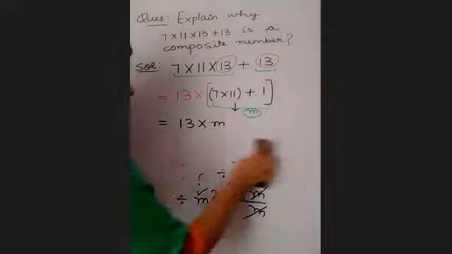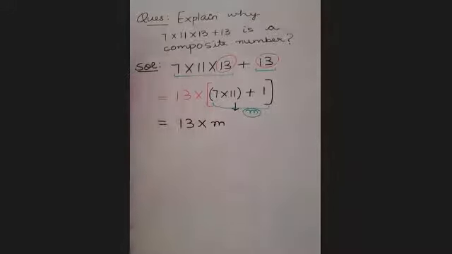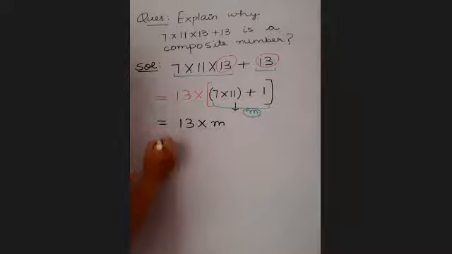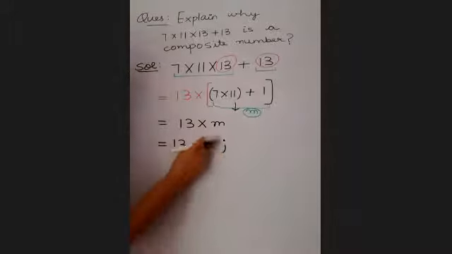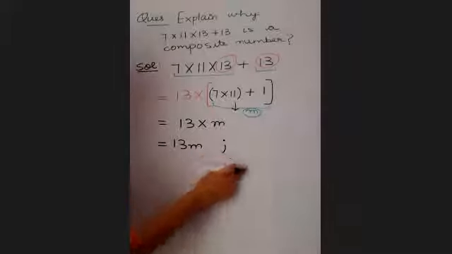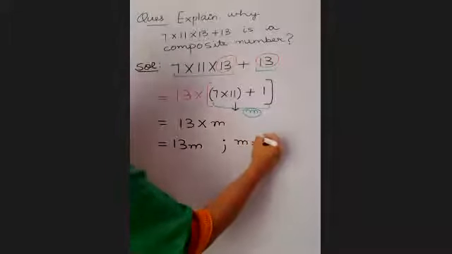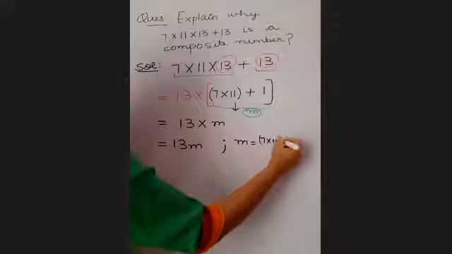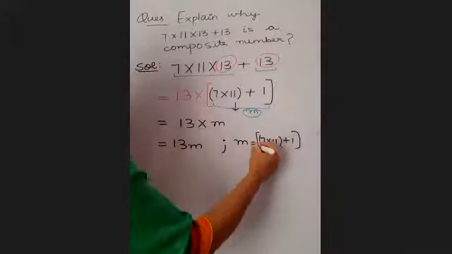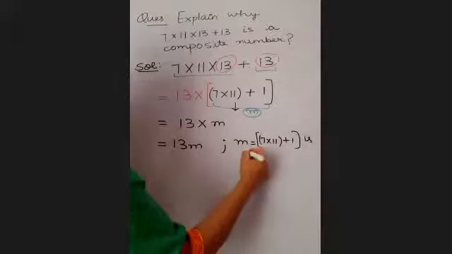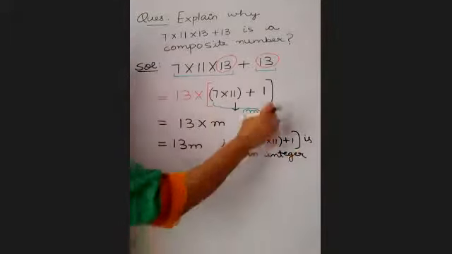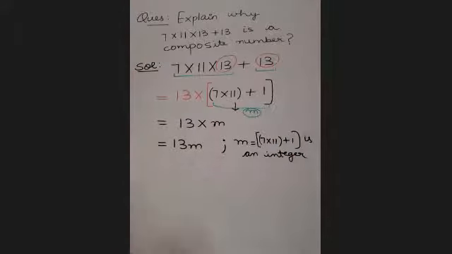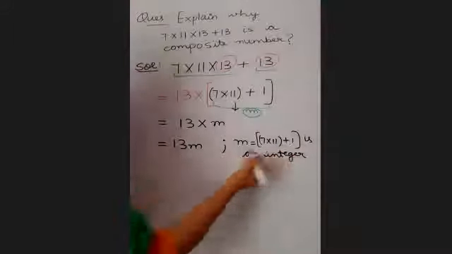So what you have to write is 13 into M, which is equal to 13M. And I told you about this sign earlier. How do we read it? Where. Where M is equal to 7 into 11 plus 1 is an integer. This we need to write, because when we multiply and add, it becomes an integer. So where 7 into 11 plus 1 is an integer.